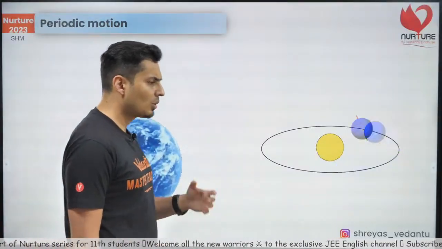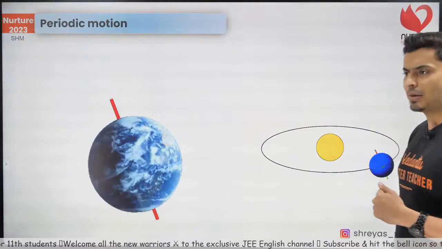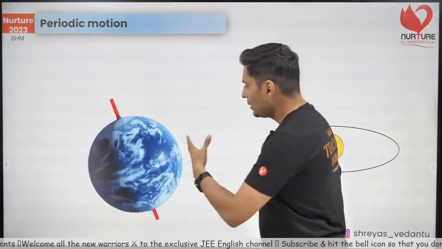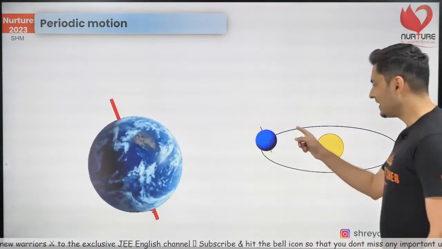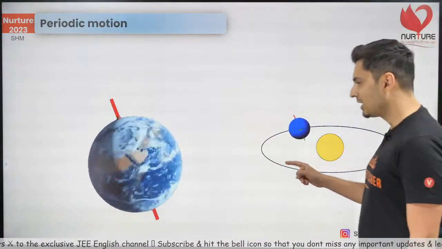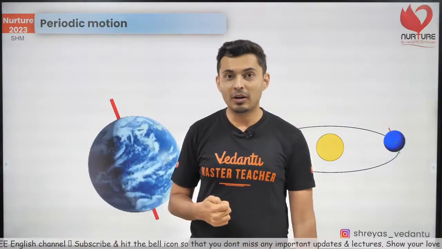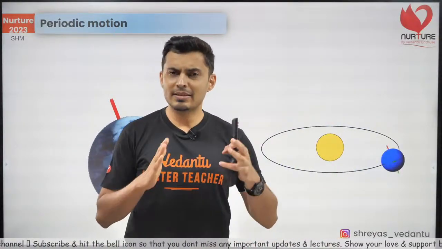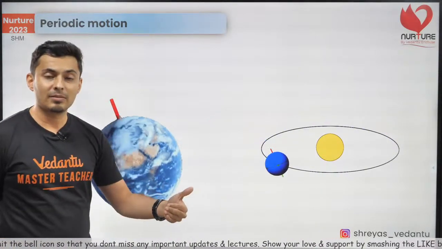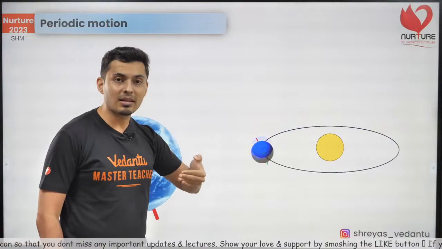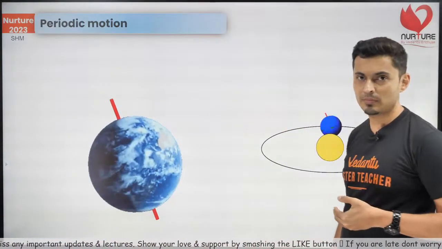So let's start with periodic motion. Look at this beautiful earth rotating. Look at this earth revolving around the sun. Look at the hands of a clock going around. Or you doing something routinely. It repeats itself. A motion which repeats itself after some time, that is called as periodic motion, right?